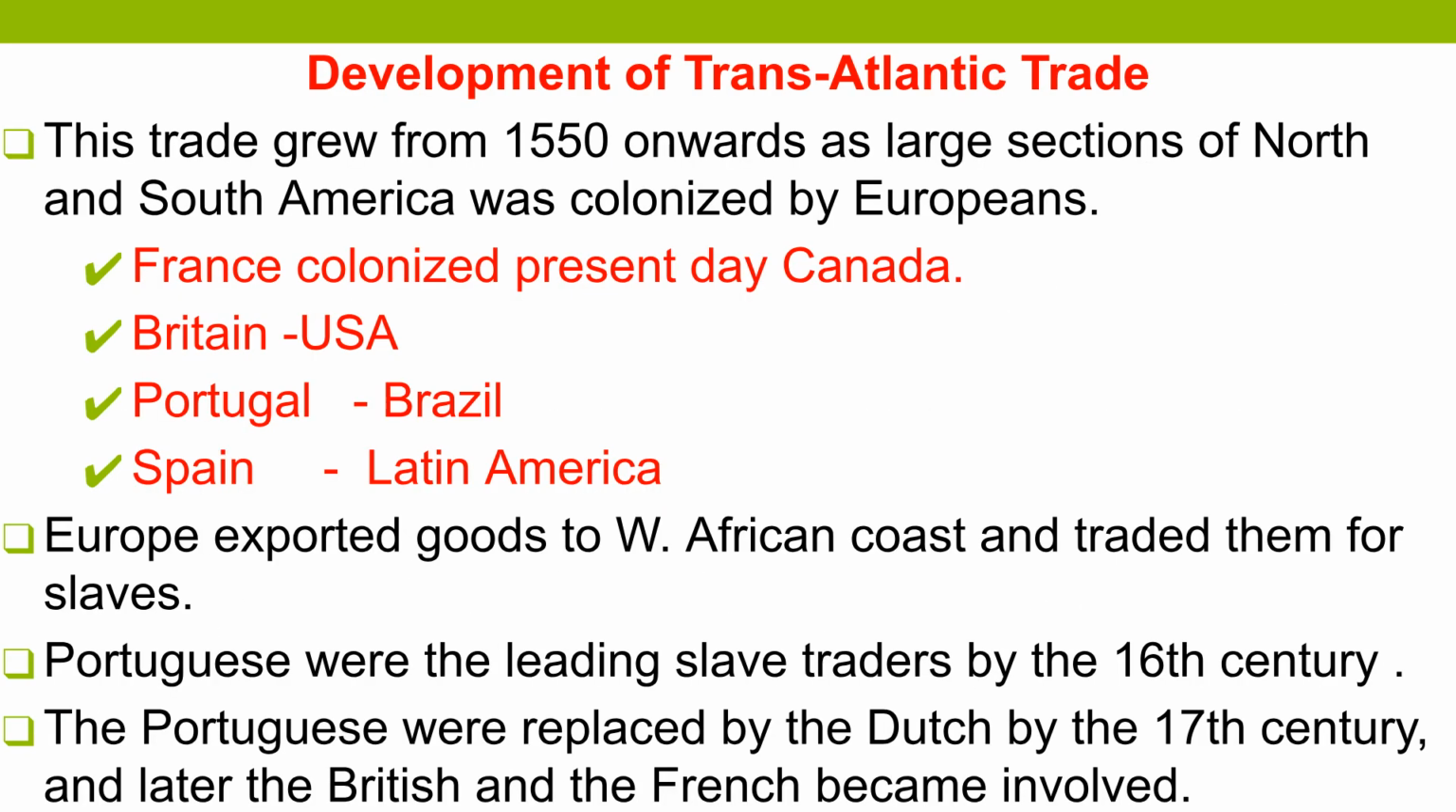This trade grew significantly from 1550 as Europeans colonized large parts of North and South America. Major colonizers included France and Canada, Britain in the USA, Portugal and Brazil, and Spain in Latin America. Europe traded goods for slaves in West Africa, with the Portuguese, Dutch, British, and French being key participants. By 1650, slaves replaced gold as the main export from West Africa, and the trade peaked in the 18th century.